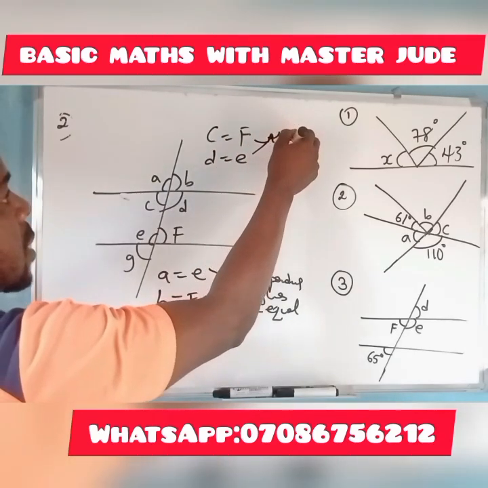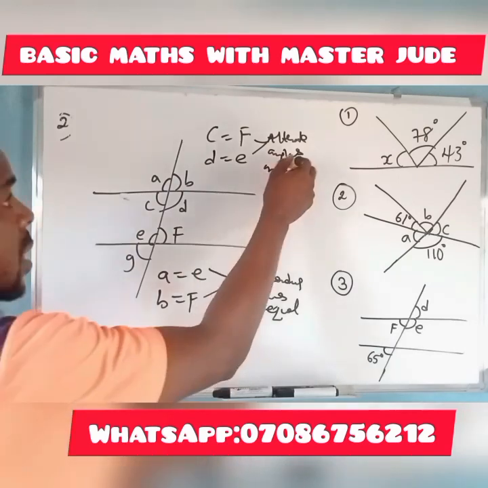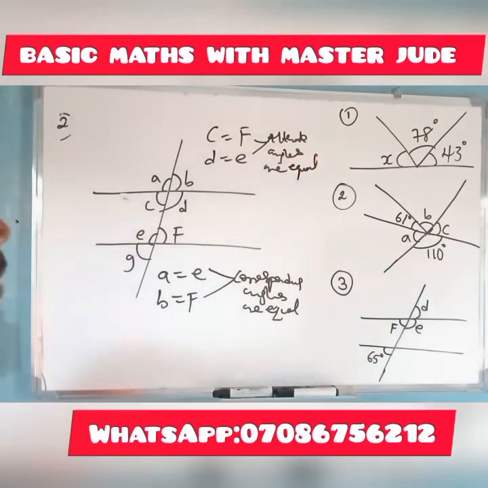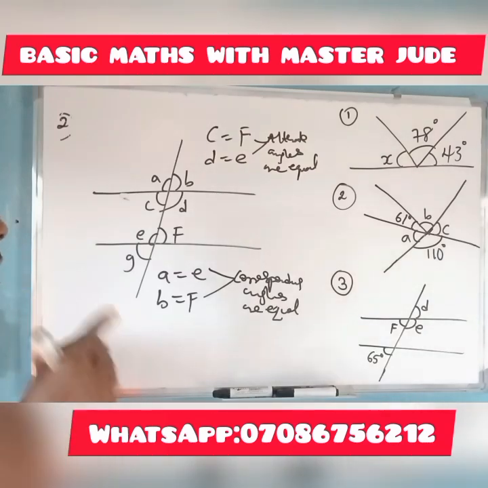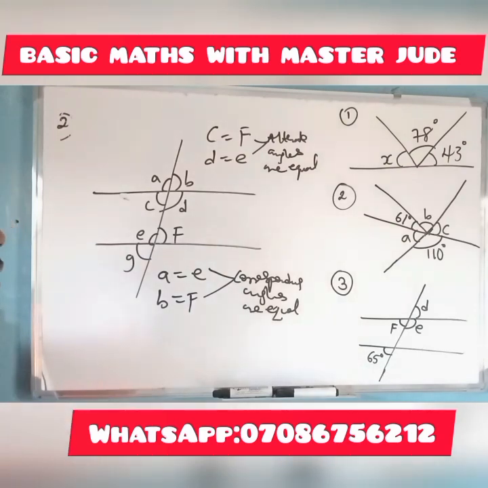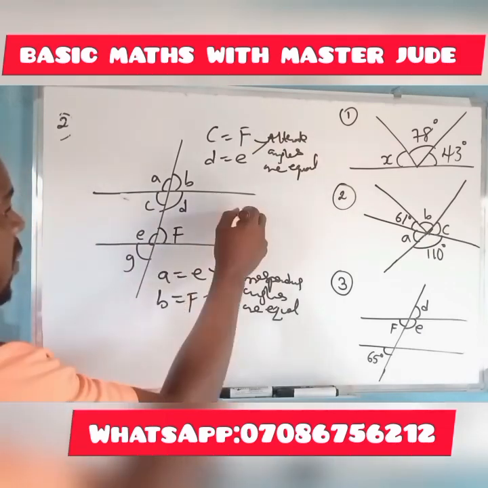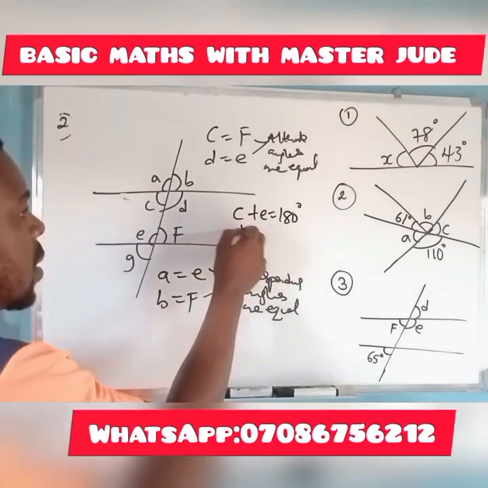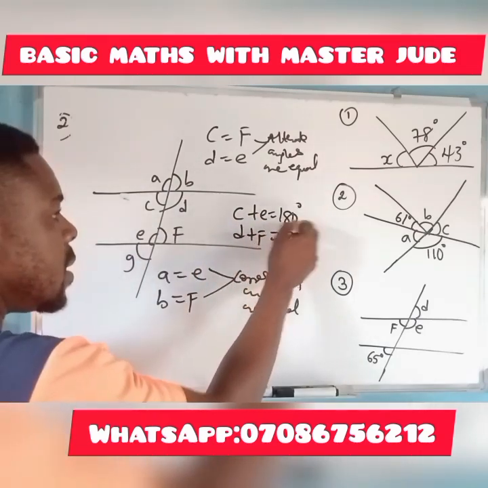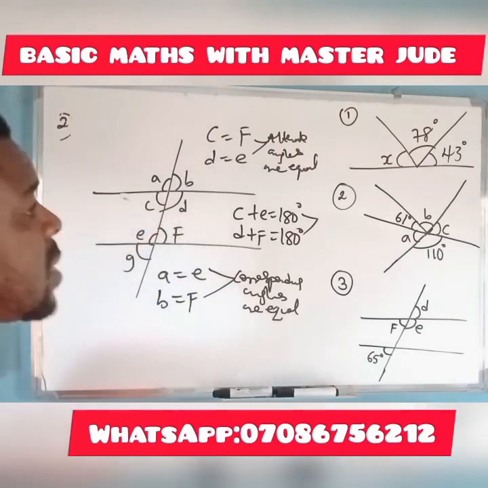Reason: alternate angles are equal. Then another property we have inside here is that the sum of two interior angles is equal to 180. The two interior angles we have here are C plus E and D plus F. So C plus E is equal to 180 degrees, and D plus F is equal to 180 degrees. The reason is that the sum of the two interior angles is equal to 180 degrees. These are the properties we'll be applying here.